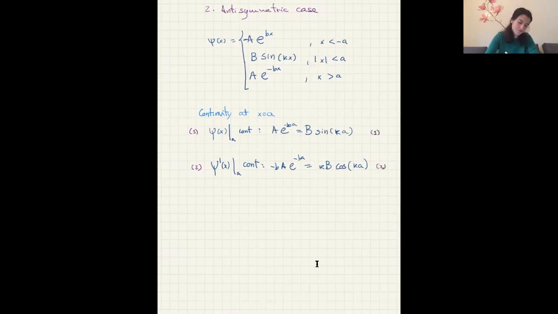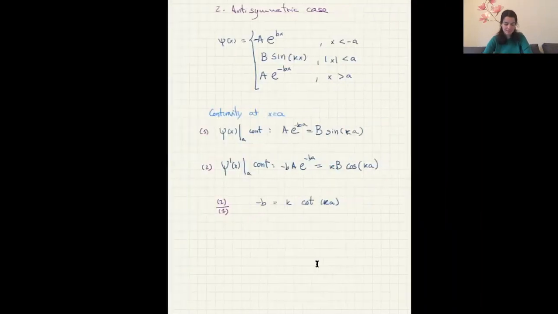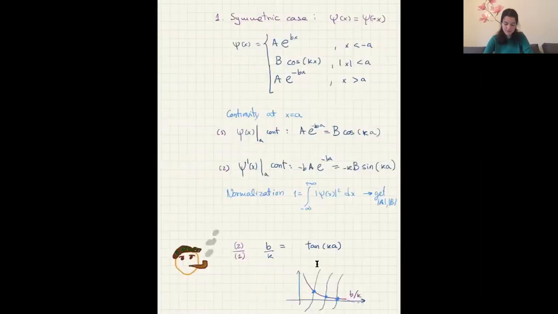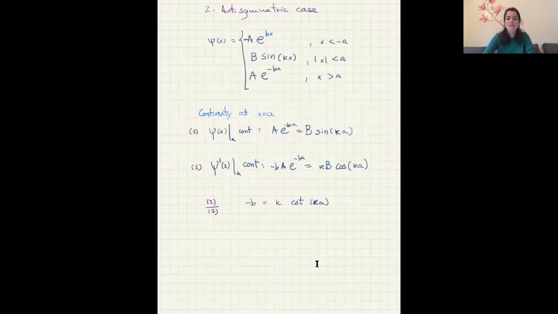The second time we do it, it's no longer clever. So we do 2 divided by 1 to get rid of some of these constants, and we get minus b equals k, and cosine divided by sine is the cotangent of Ka. And we'll get again a very similar behavior to this one here. So we get a limited, discrete number of allowed values for E.